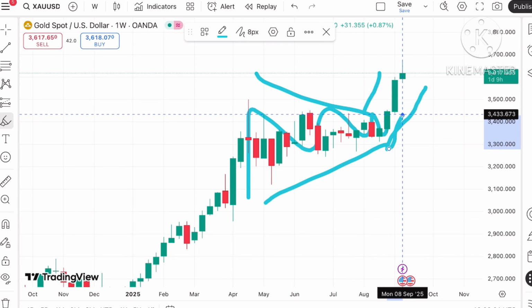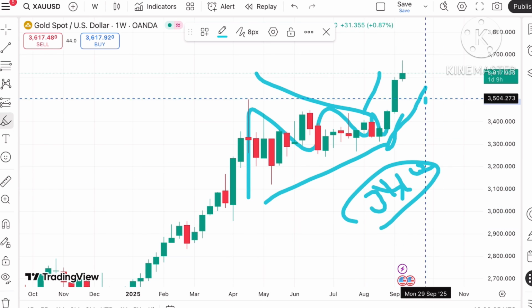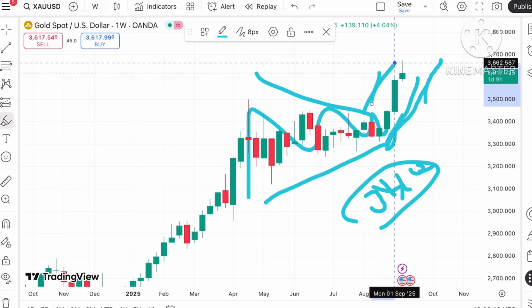This is the level I have clearly explained to you: if the price moves above a level of 3400, we can see a further upside. See, the price has touched around $300 above this particular level. So this is what we have seen.